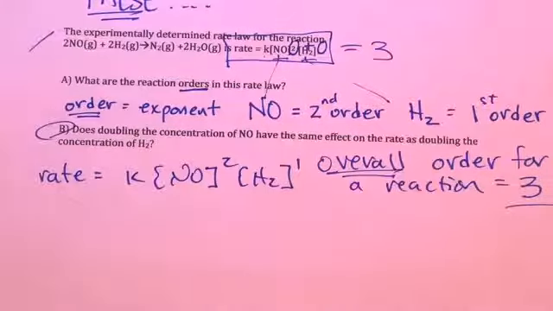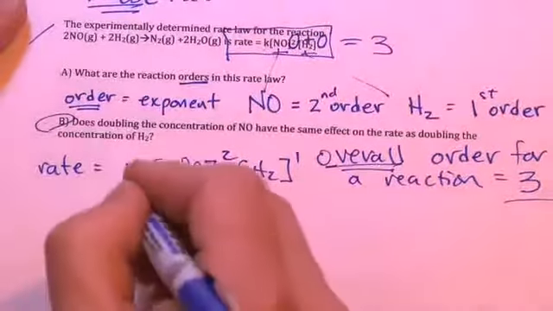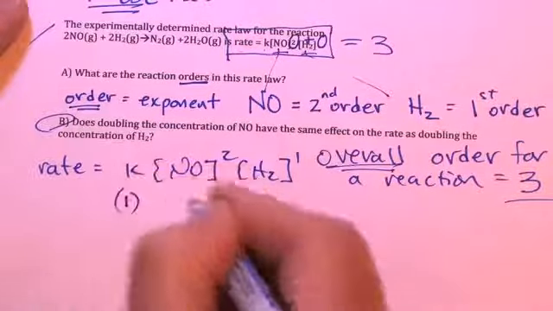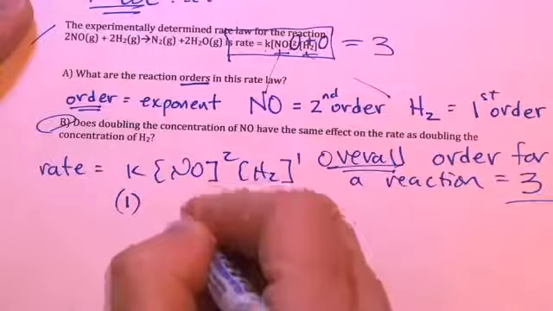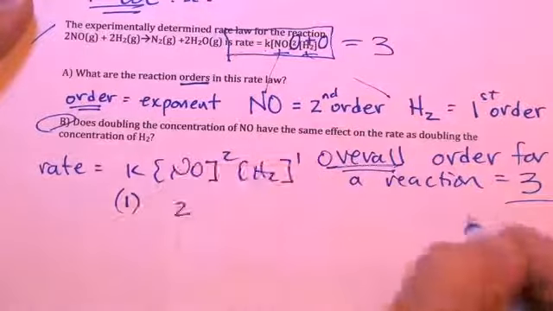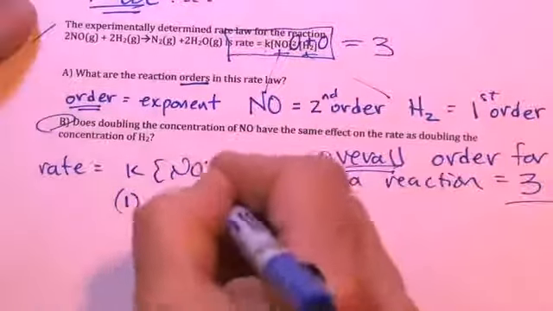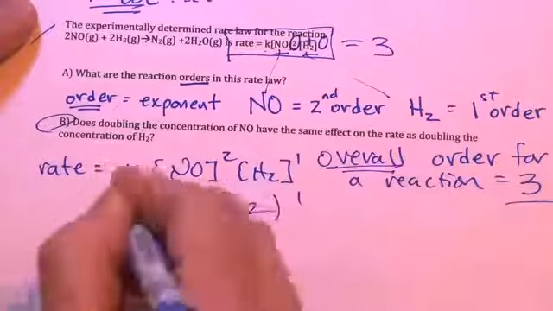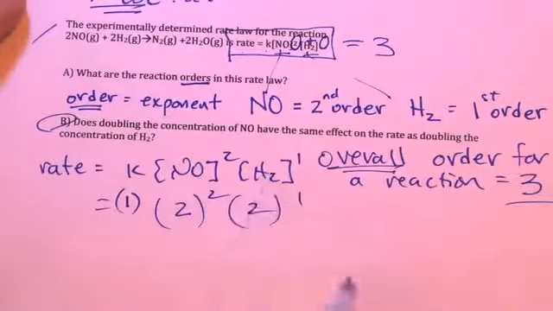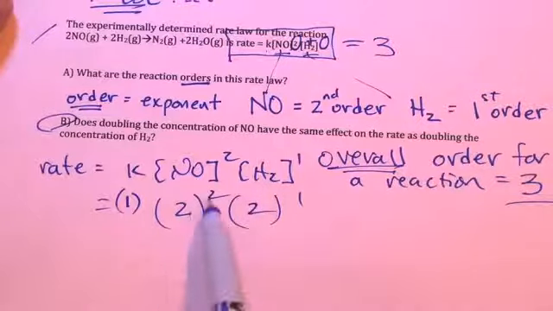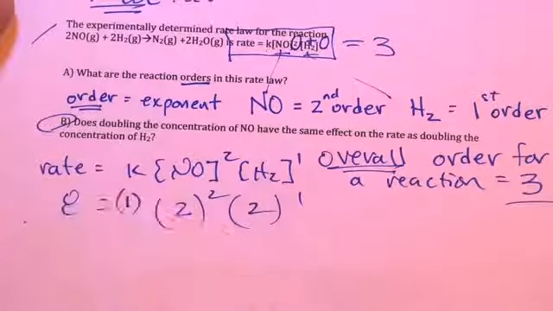And let's just give it some pretend numbers. Let's pretend that K is equal to 1, and let's say that NO is 2 and H2 is 2 for a concentration, okay? The rate for this, if NO is 2 and H2 is 2, would be 2 squared, which is 4, times 2, which would be 8.